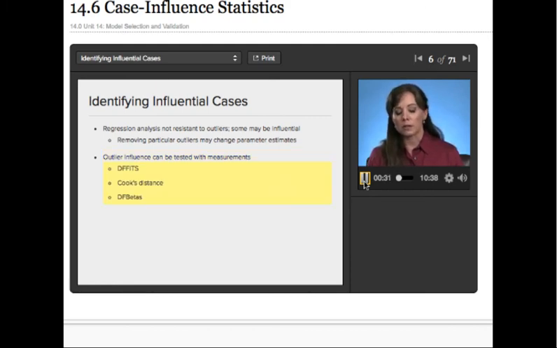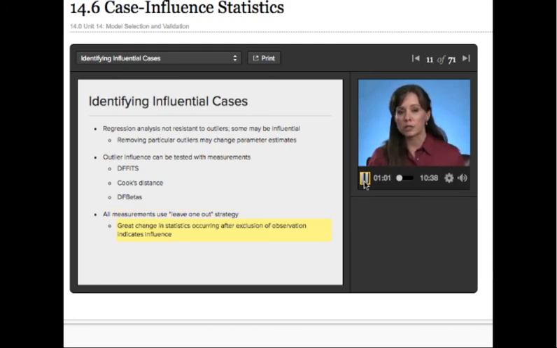Among them are what we call the DFFITS, or the difference in the fits, Cook's distance, and the DFBETAS, which is the difference in the betas. I'll explain each one of these separately, but just for now, I want you to understand that these all use what we call the leave-one-out strategy, and that when they're calculated, they leave out an observation at a time, and they're recalculated n times, each time with one observation left out of the model. The idea being that if an observation is left out and we see a great change in one of these statistics, that would indicate that that observation is influential.